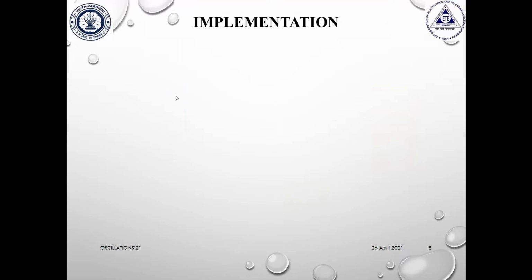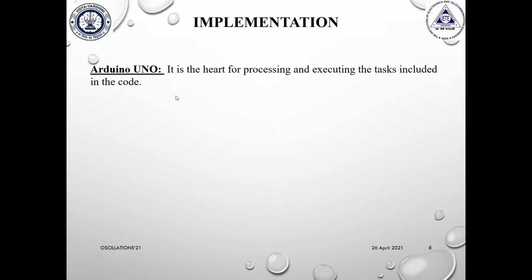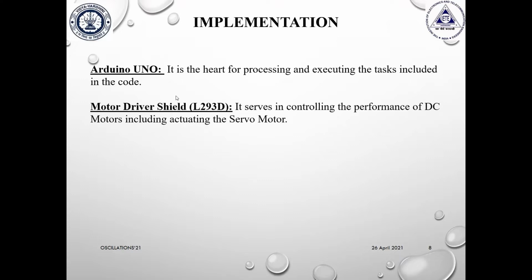Next up, we have the implementation part. The first, as we have seen in the block diagram, we are using the Arduino UNO board. It runs the ATmega328P processor. So it has several sets of digital as well as analog pins, which are used to interface other components as well.